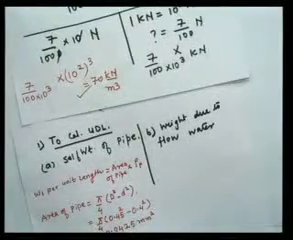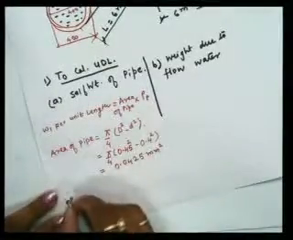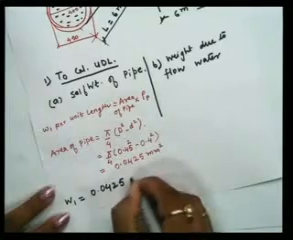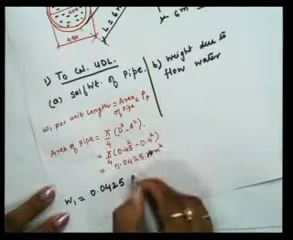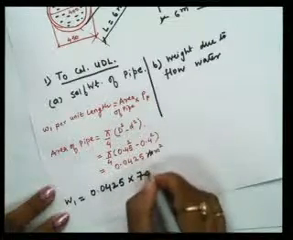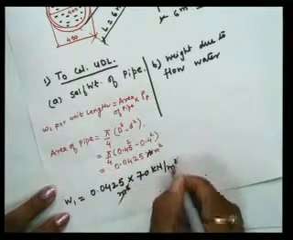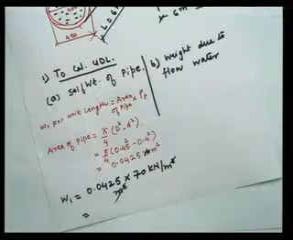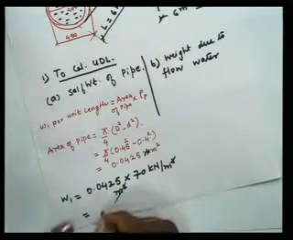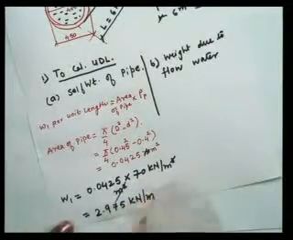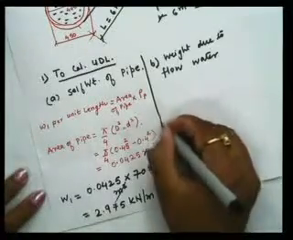So now I can find out my W1. So W1 is equal to 0.0425 multiplied by 70 kilonewton per meter cube, and this is meter square. So this will cancel out, this will cancel out, you get into 70, and you get 2.975 kilonewton per meter. Okay, this we have calculated W1.